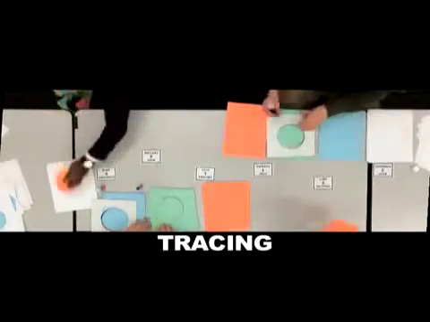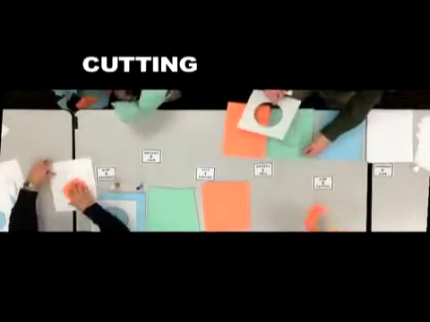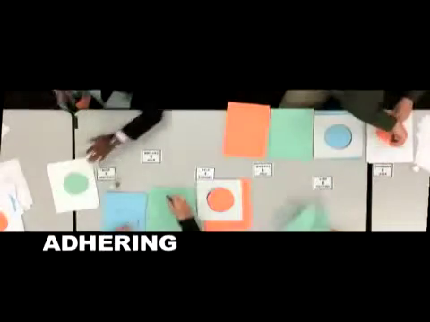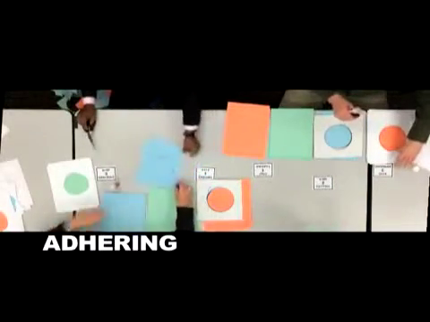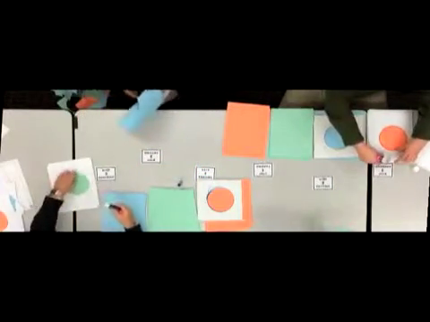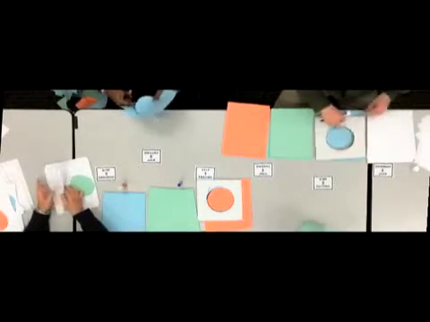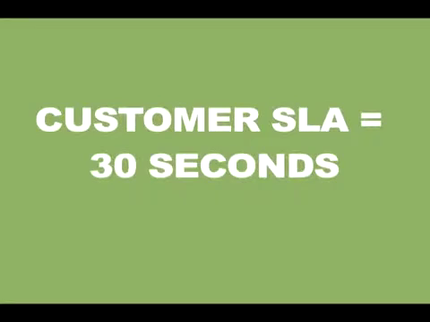Now we watch it as it goes through the entire process, tracing, cutting, adhering. When adhering is done and puts it into the completed pile, we stop the clock. In this case, our lead time was 21 seconds. Because our customer needs these orders within 30 seconds, a 21-second lead time will be sufficient.